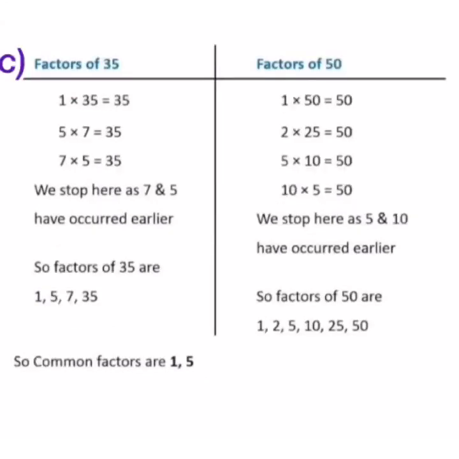Now the next one, common factors of 35 and 50. Here you can see the factors of 35 are 1, 5, 7 and 35, and the factors of 50 are 1, 2, 5, 10, 25 and 50. So the common factors of 35 and 50 are 1 and 5.